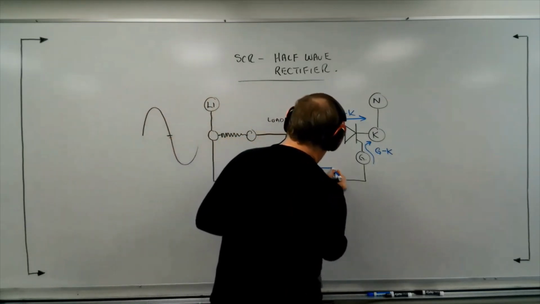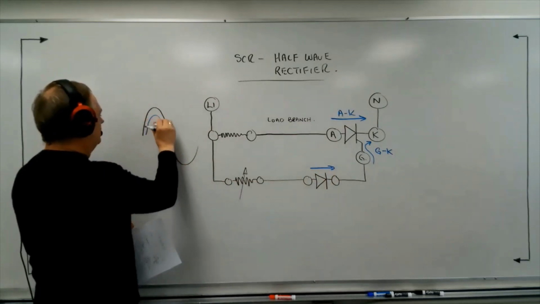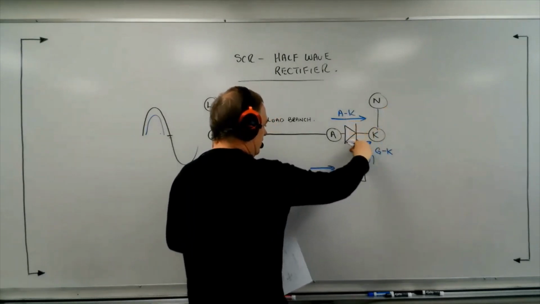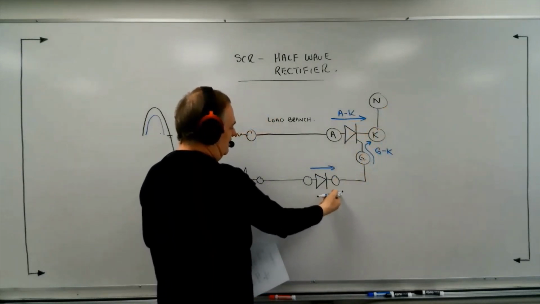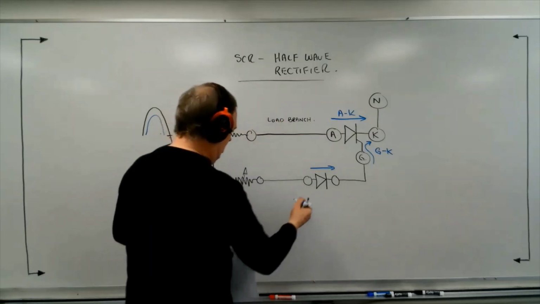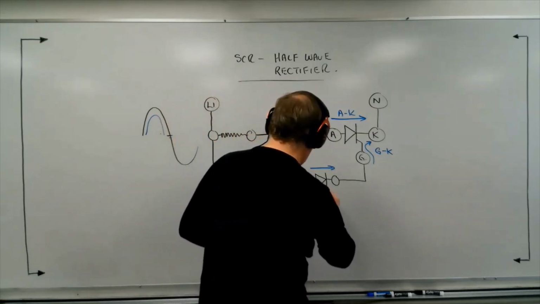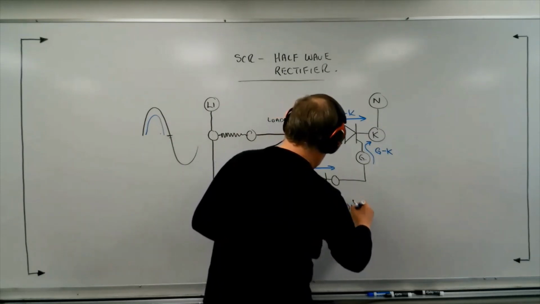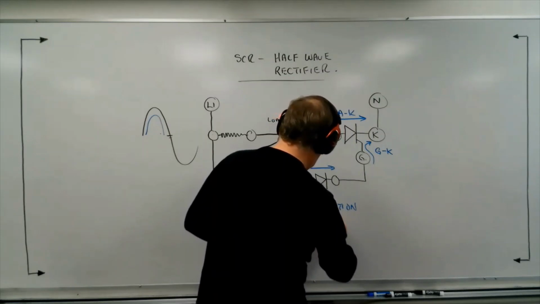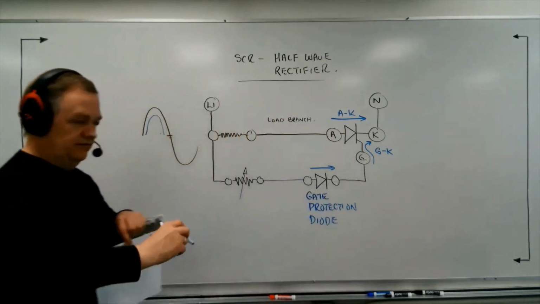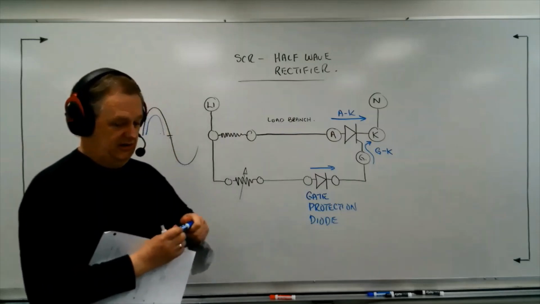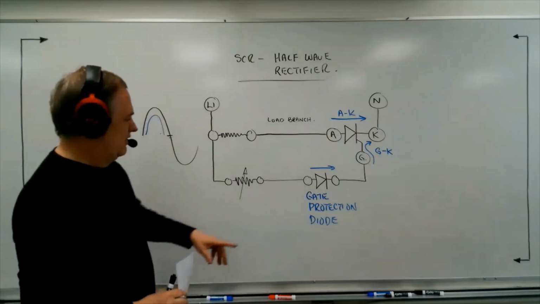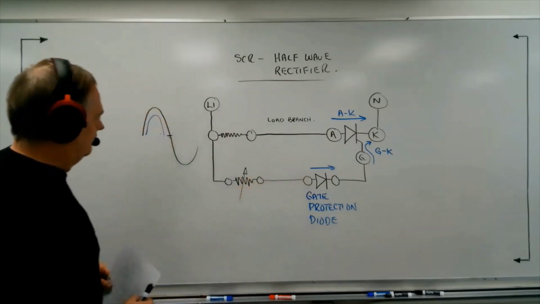Current will be flowing this way during this positive alternation, and when we go into the negative alternation, it would like to push current through the gate, but it would be blocked by this diode. And so the name of this diode is a gate protection diode. And it will not allow the reverse flow of current through the gate, thereby destroying the SCR. So very, very key element, very important component when we're building these circuits.